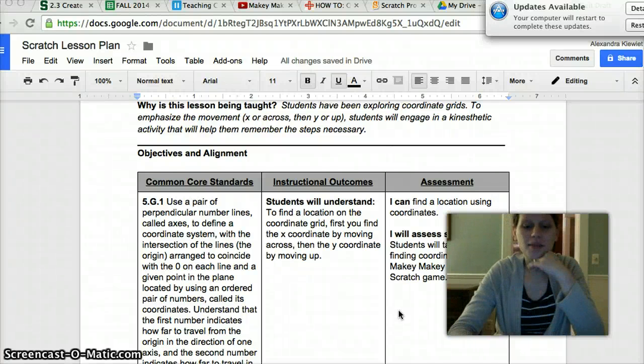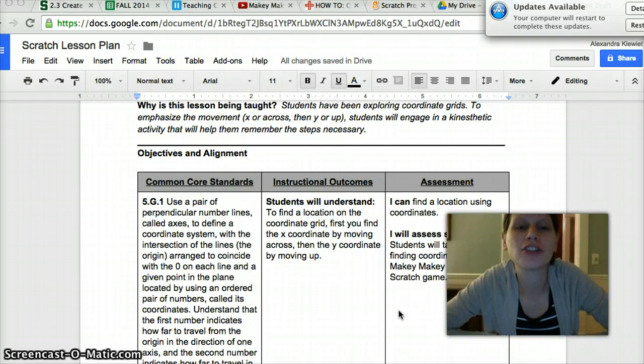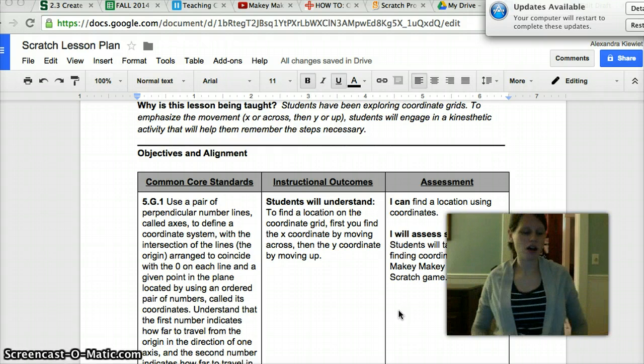Hi there! In the coming weeks, my fifth graders are going to be exploring Common Core Standard 5.G.1, which is all about using ordered pairs and finding locations on a coordinate grid. So I was excited to use my Makey Makey kit to help my students reach this goal.